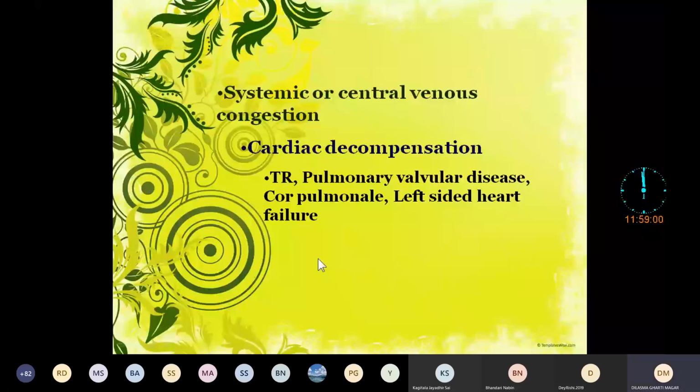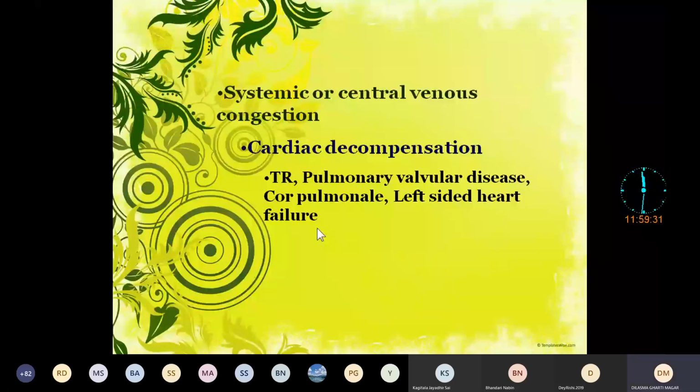Systemic or central venous congestion means, one example is cardiac decompensation. So cardiac decompensation, in case of tricuspid regurgitation, pulmonary valvular diseases, cor pulmonale and left-sided heart failure. So we'll come to all these details in case of the CVS. So in these cases also, blood cannot be drained to the heart because the heart is not pumping properly. So it will lead to hepatic congestion, finally leading to splenic congestion, leading to splenomegaly.